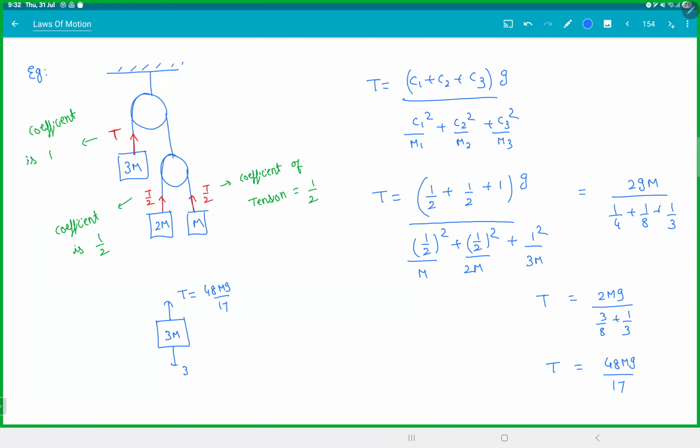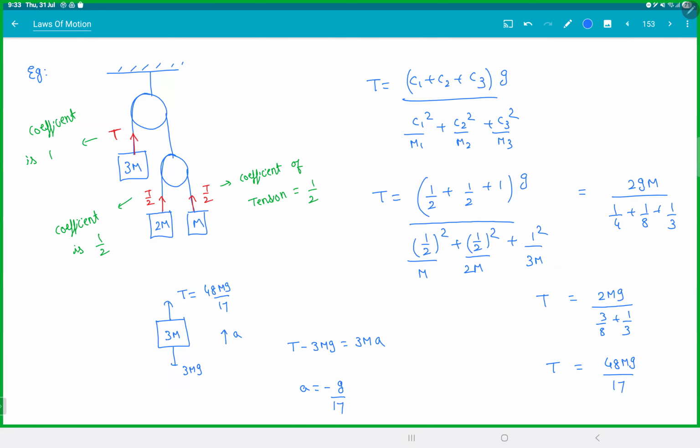So this tension is 48 mg by 17. And this block's mass is 3m. Let the acceleration be up. Then T minus 3mg is equal to 3ma. Substitute and solve this. You'll get a equal to minus g by 17, meaning it is going down. Did you see what we did?